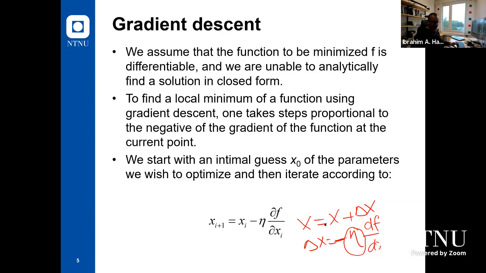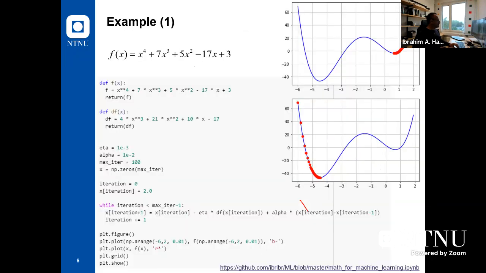So in each iteration, I need to calculate delta x, and I need to update the value of x. We will start from some random value, and we hope that after some point, we will be able to reach this point, right? I can give you an example. This is the code which I did, but before doing this, I want to give you an example.